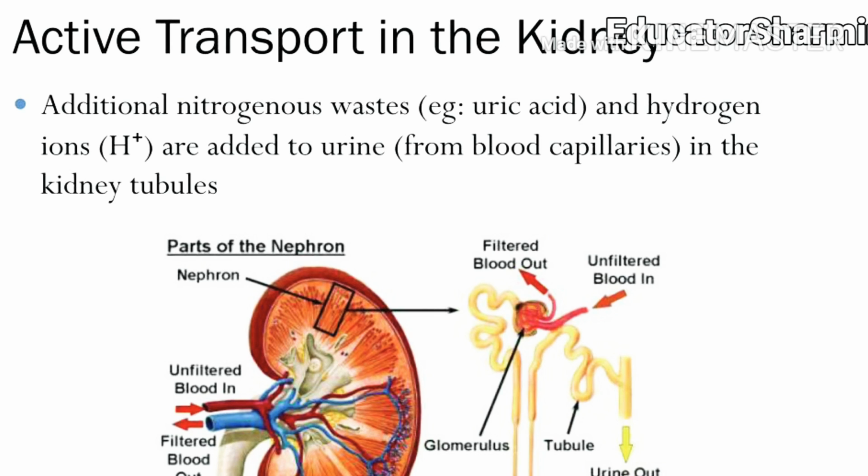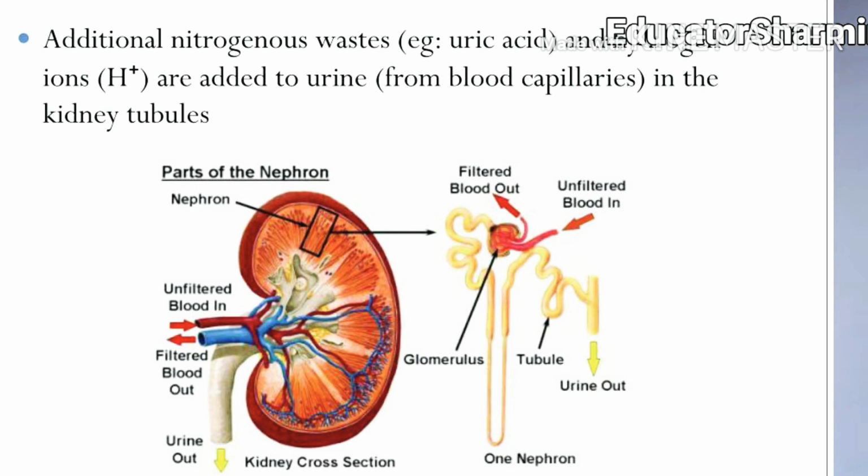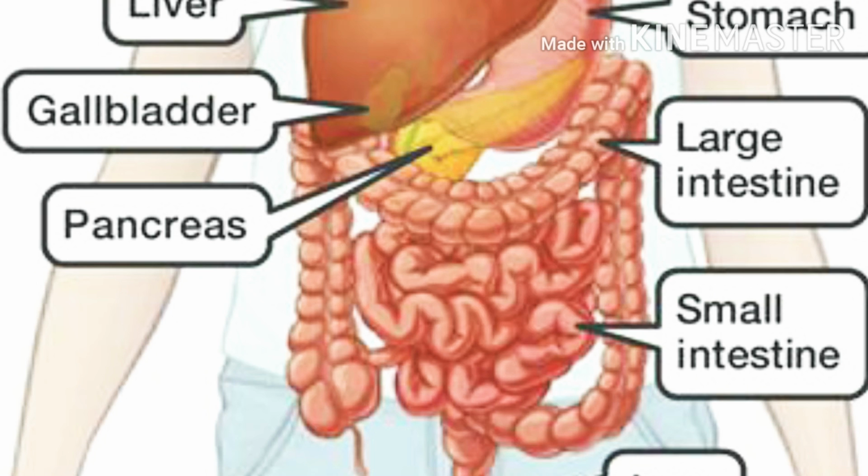So why is it important? Active transport is important for reabsorption in the kidneys, where certain useful molecules and ions have to be reabsorbed into the blood after filtration into the kidney tubules. It's also involved in the absorption of some products of digestion from the gut. Whenever you eat something, your body absorbs it. That is the process, active transport.